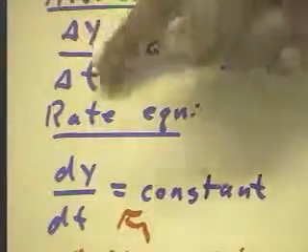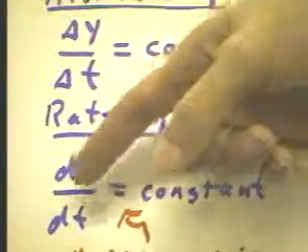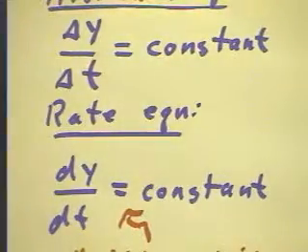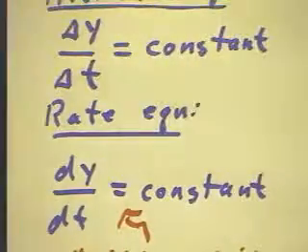You understand the average rate equation. In calculus, you learn the specific meanings of these terms dy and dt, but you can understand that if we replace delta by d, this is what we get.